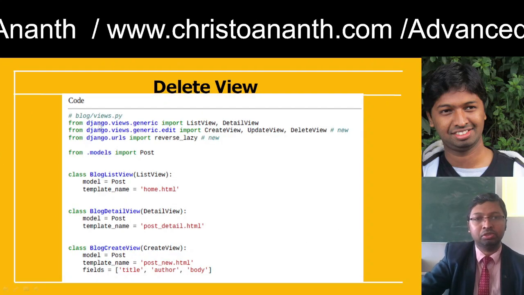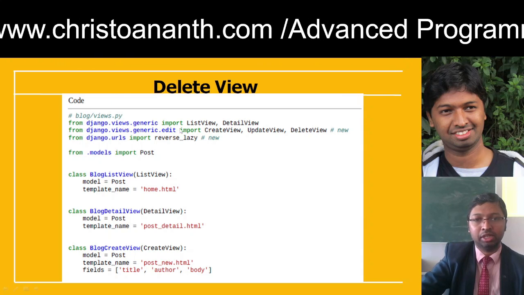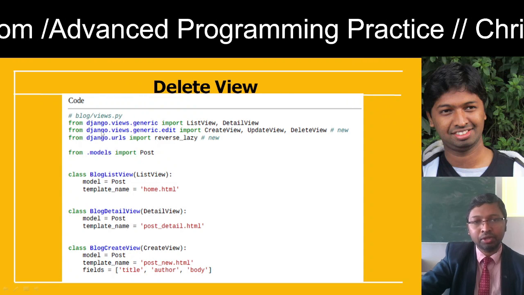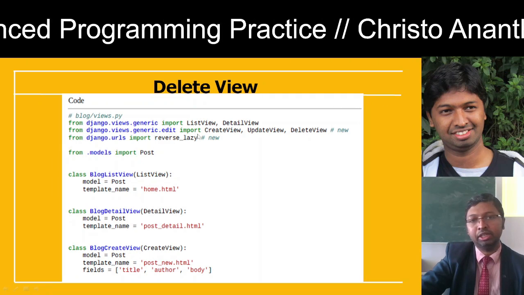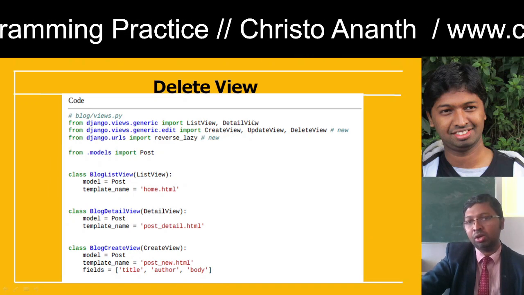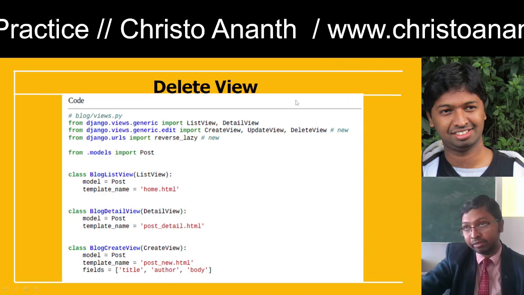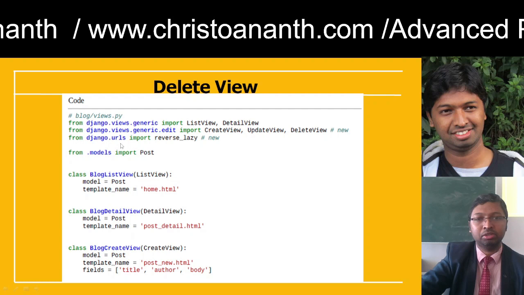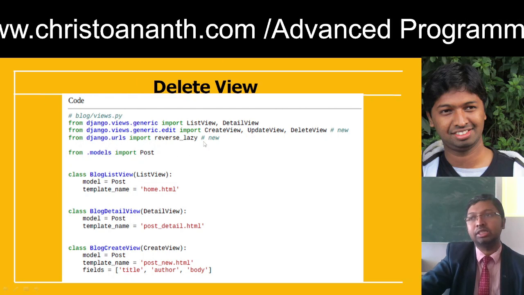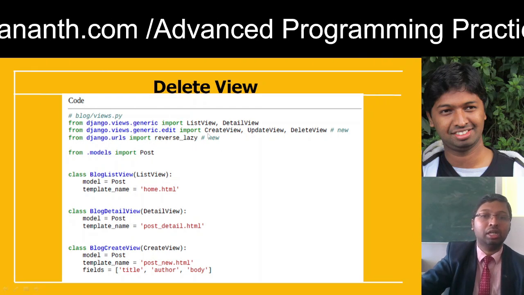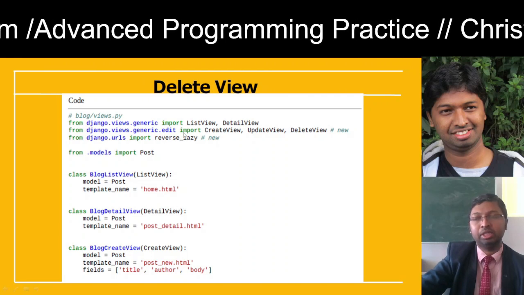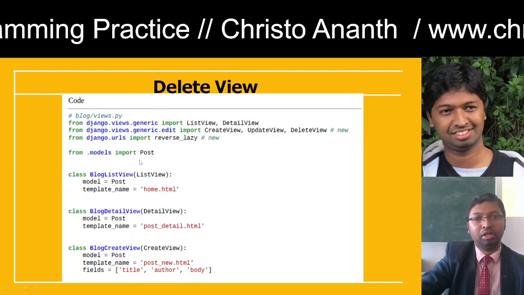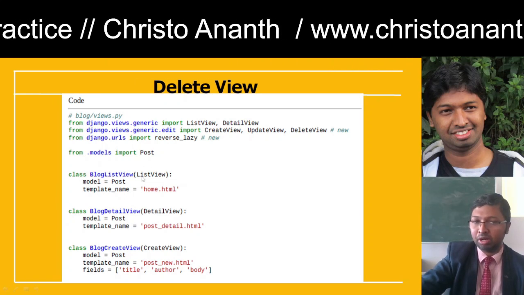So blog slash views.py: from django.views.generic, import the list view and detail view, and then from django.views.generic.edit, import the create view, update view, and then delete view. This is the new thing that we are adding. Then you will have from django.urls import reverse_lazy. That is the statement that we are having. Once again, redirecting.